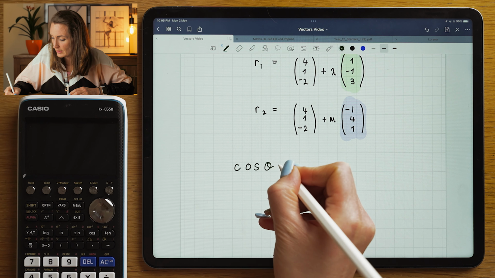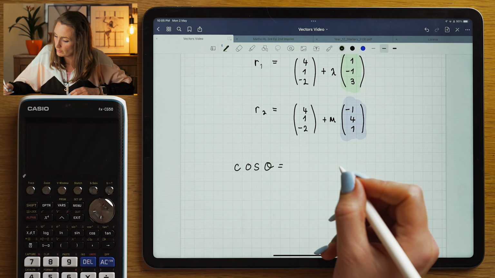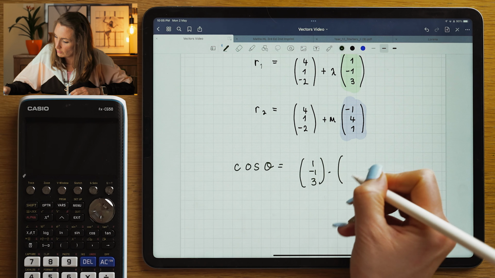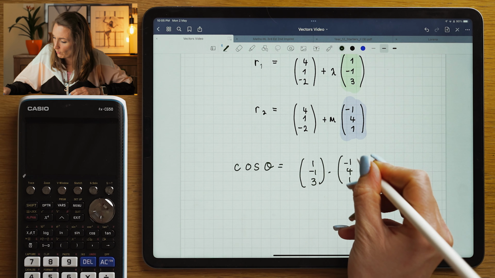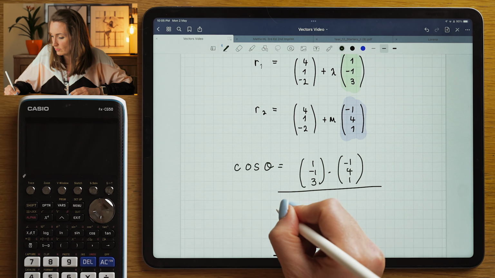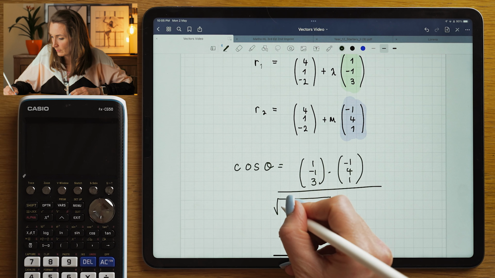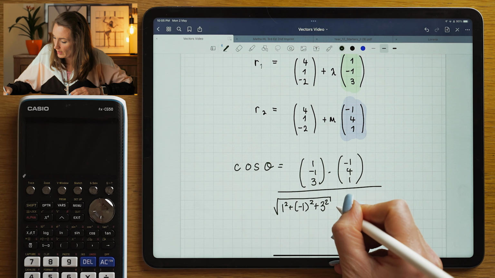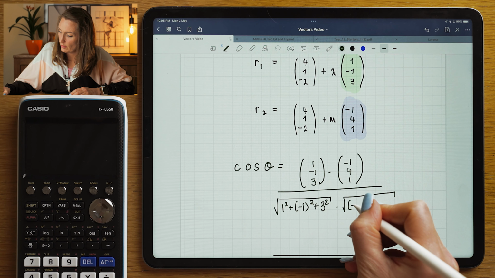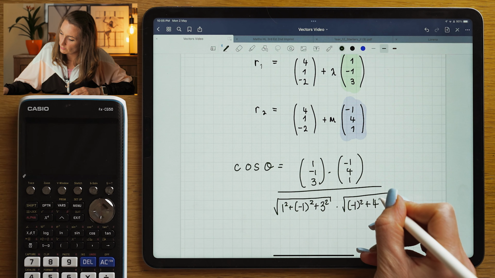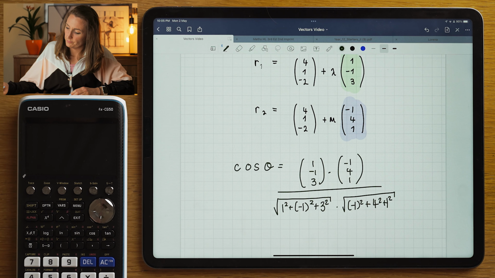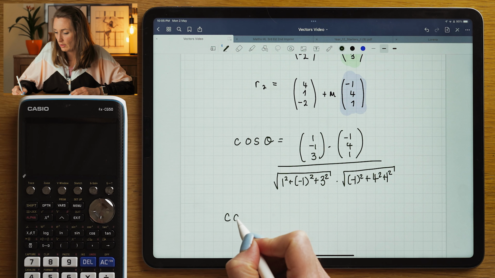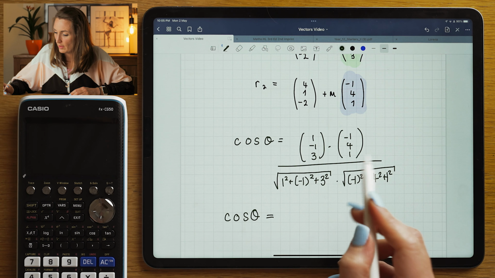So we're going to use cos theta is equal to the dot product of these, which is (1, -1, 3) dotted with (-1, 4, 1), divided by the magnitude of the first vector, square root of 1 squared plus (-1) squared plus 3 squared, times the square root of (-1) squared plus 4 squared plus 1 squared. Okay? Now, depending on the sign of this, we're going to know if it's the acute or the obtuse angle. But let's have a look.